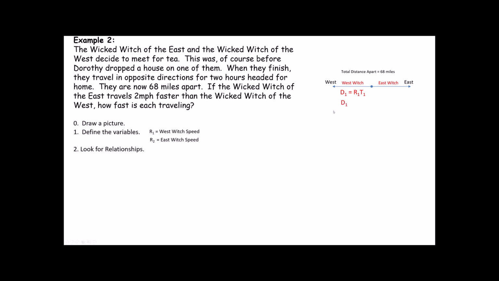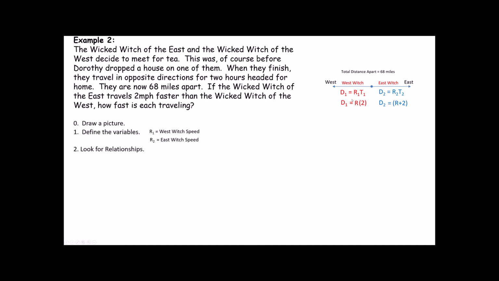I don't know the distance the Wicked Witch of the West travels. I don't know her speed. But I do know that they're going to travel for 2 hours. That's right here. They both travel for 2 hours. Notice I wrote R. I probably should have left that as R1. Over here on the right, I don't know the Wicked Witch of the East's distance. I don't know the Wicked Witch of the East's speed, but I do know that she's going 2 miles per hour faster than the Wicked Witch of the West.